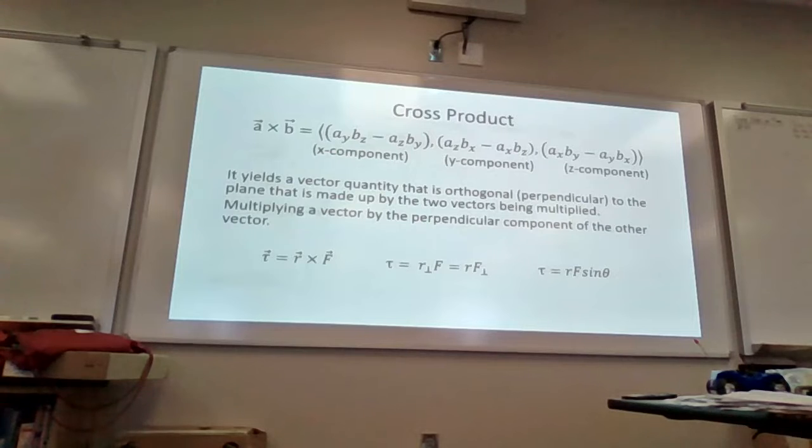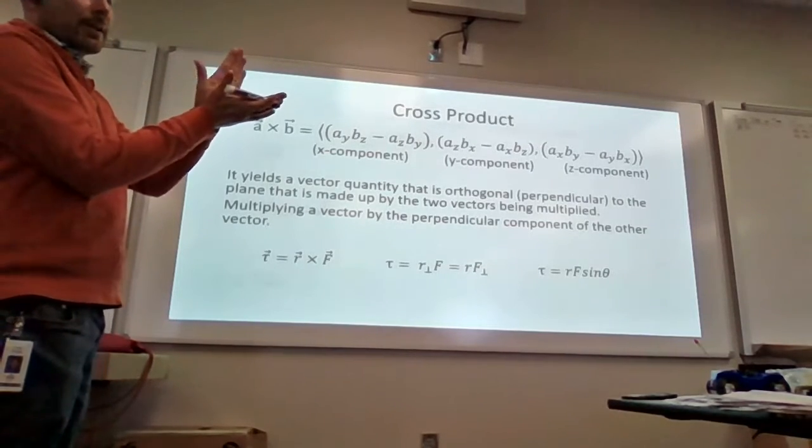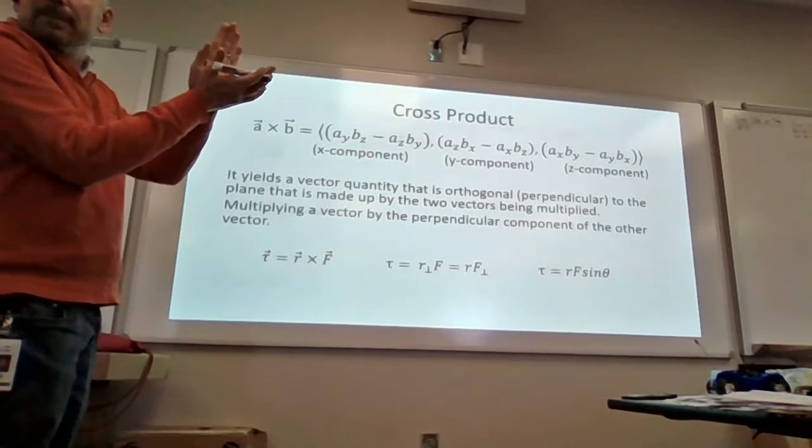It takes the component of one of these vectors that is perpendicular to the other one and multiplies them, and that's the magnitude of it. The direction, a cross product will yield a vector. The answer will be a vector that will be perpendicular to both of these vectors.